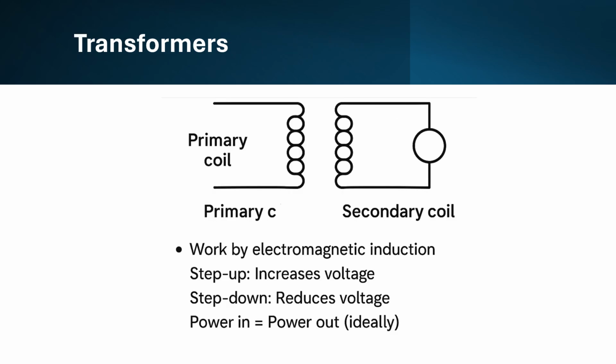Again, transformers is a big subject with lots of different equations, but I'll just introduce it at this point. So, we have a primary coil and a secondary coil. It works through electromagnetic induction. A step-up transformer increases the voltage, and a step-down transformer reduces the voltage. Ideally, if there are no losses, power in would equal power out.